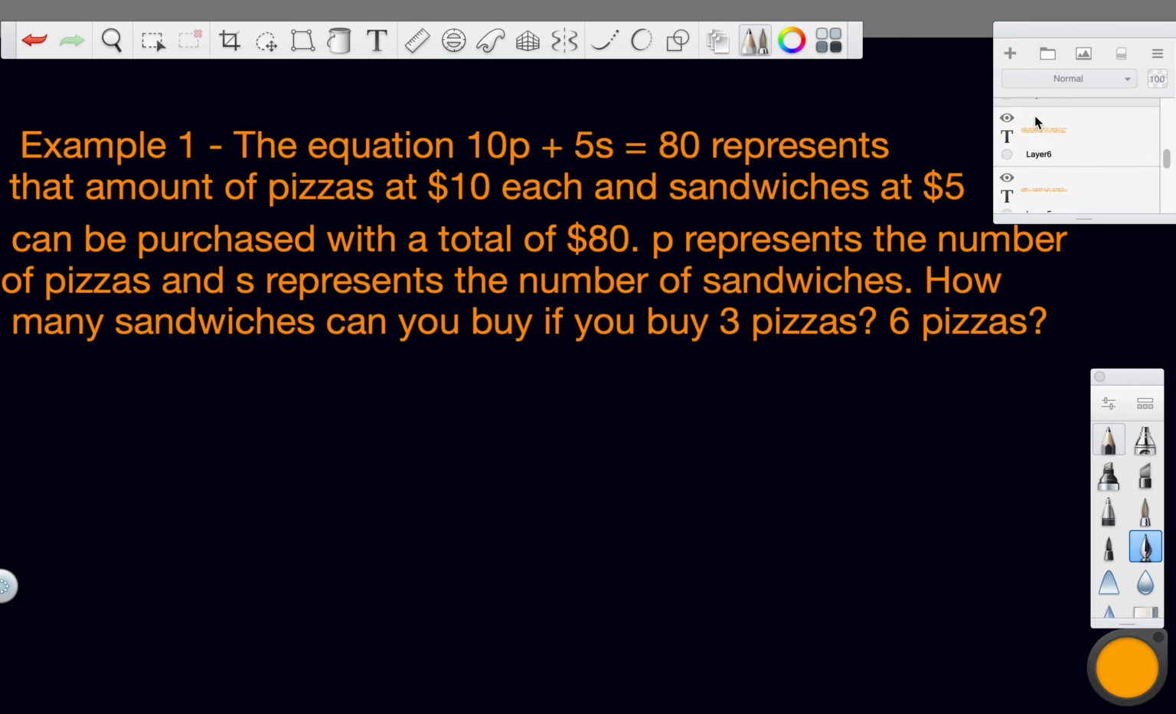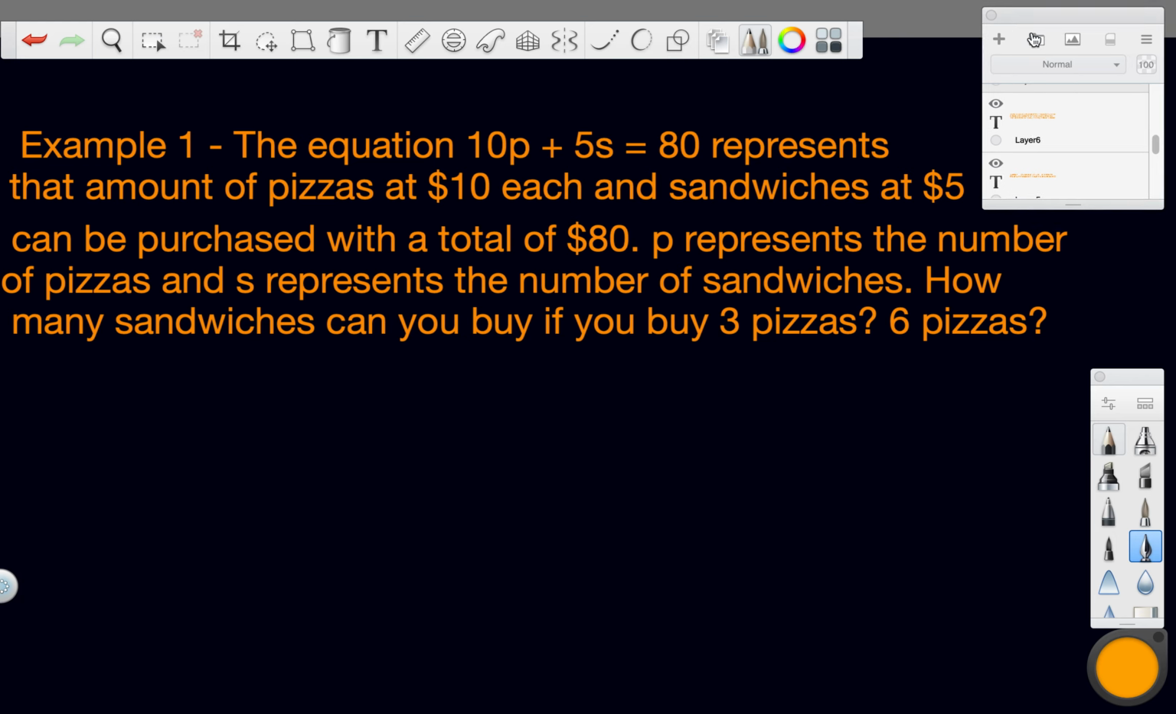So, I know it's a word problem, and I know that you guys don't have it written down, but if you want to pause, write it down. It's really not too much, and it would be nice to have it in your notes. Okay? So, this situation says that you have an equation 10p plus 5s equals 80.